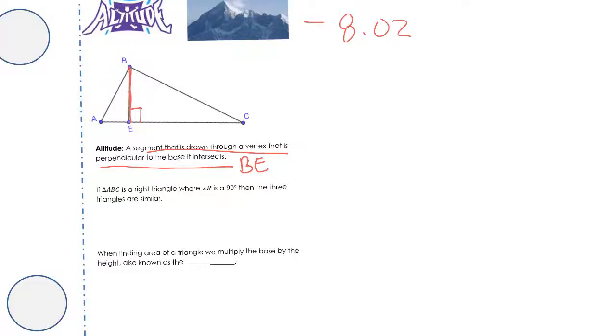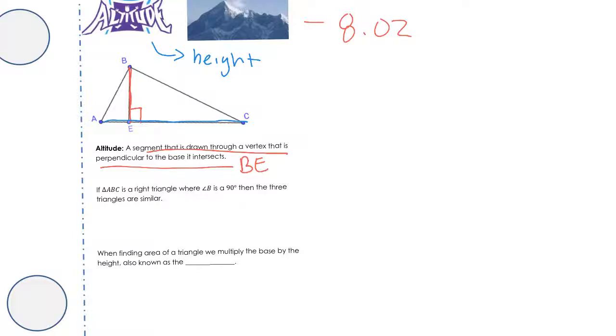We know it's perpendicular to the side that it hits. So it hits this side, AC. So an altitude has to be perpendicular. Another word you'll see for altitude is like the height. So the height of a triangle.